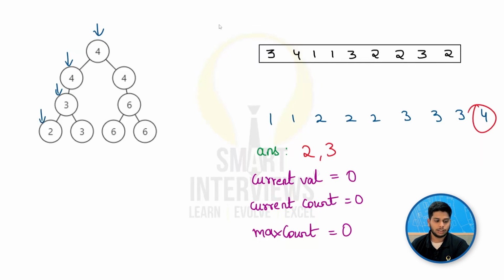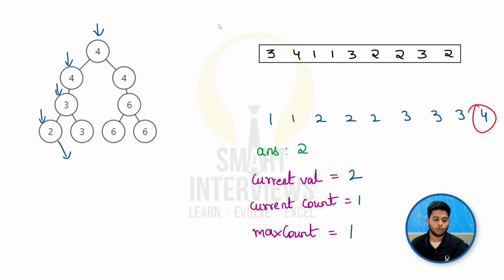Now, update the value of 2. As we can see, the current value is 0 and the value we are having at the node is 2. So update the current value to 2. And the count should be 1. And the max count is less than the current count. So update the max count to 1. And along with this, we are supposed to update the answer as well. The answer is now going to be 2 initially. And now, once we are done with 2, there is no right child of 2.